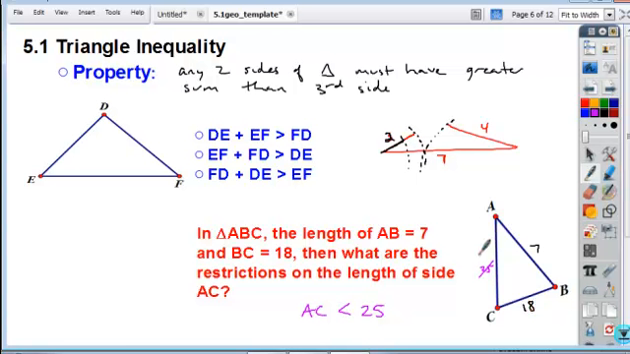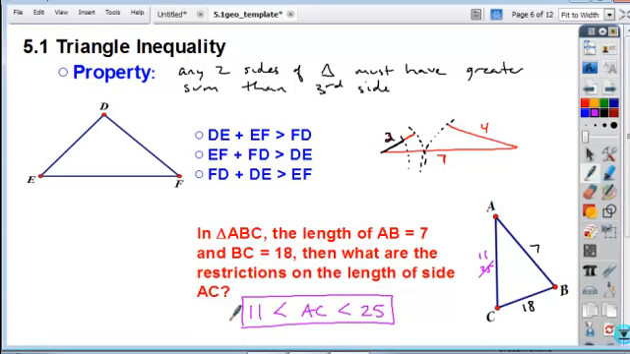Now it stops being a triangle at AC equals 11, right? Because once it's 11 plus 7 is 18, now this point A would lie right on side BC. So you know that it can't be 11. It has to be some value greater than 11. Could it be 11.1? Yeah, as long as it's some portion greater than 11, you're good. So this would be the restrictions for your sides.